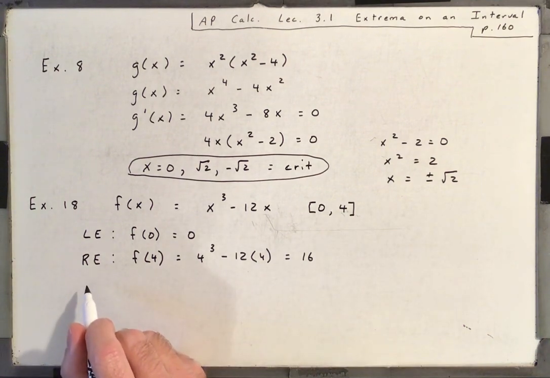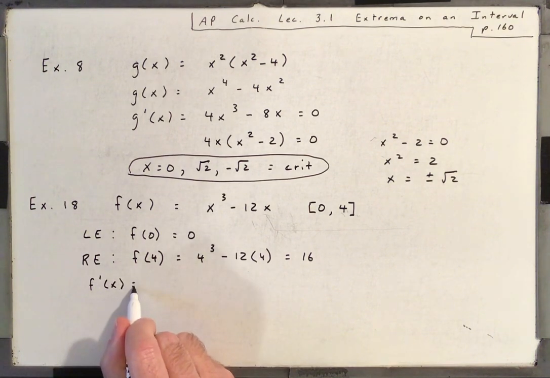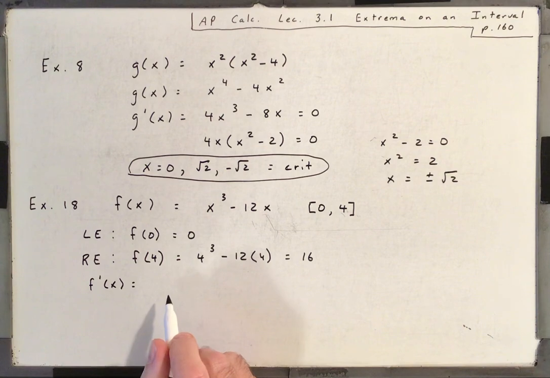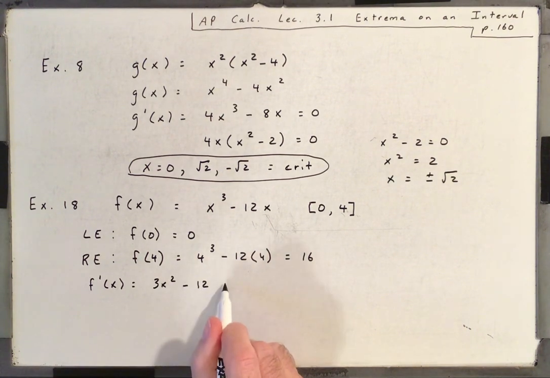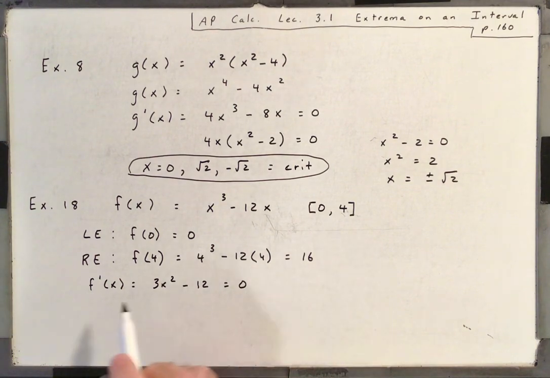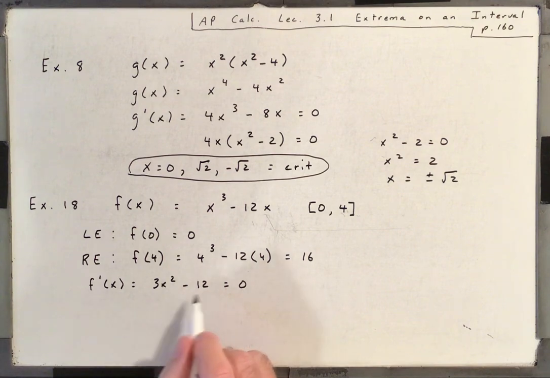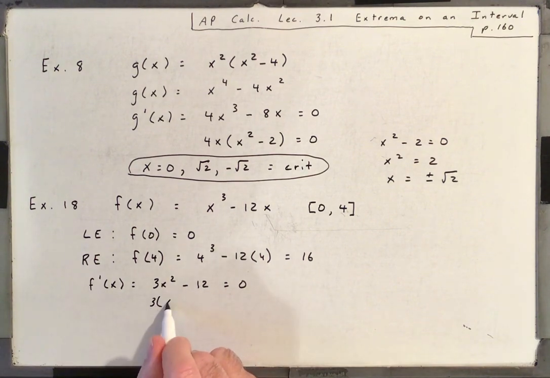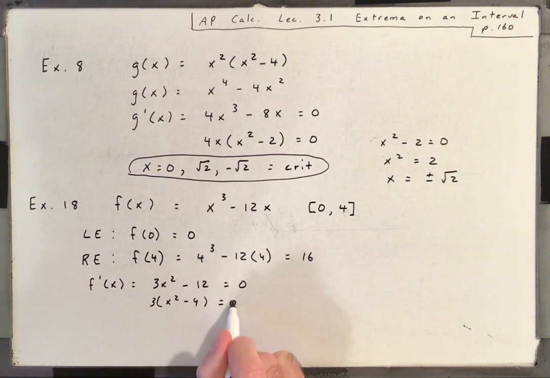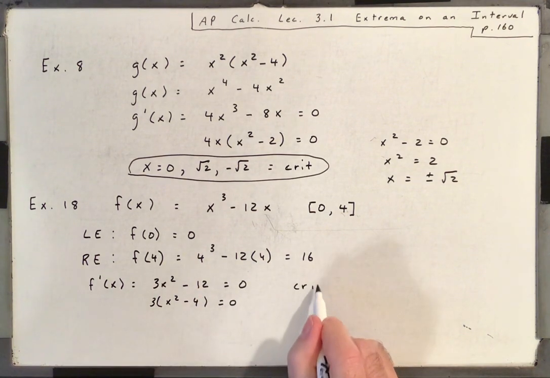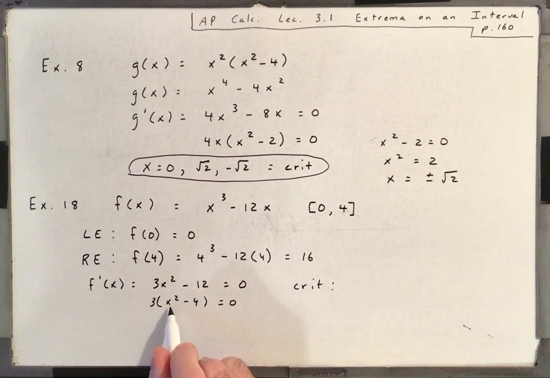And then we've got to find a critical point. So f prime of x is equal to 3x squared minus 12. We're going to set that equal to 0 because we don't know what our critical point is. Let's factor out a 3, and I would have x squared minus 4 is equal to 0. So our critical points are going to be 2 and negative 2.